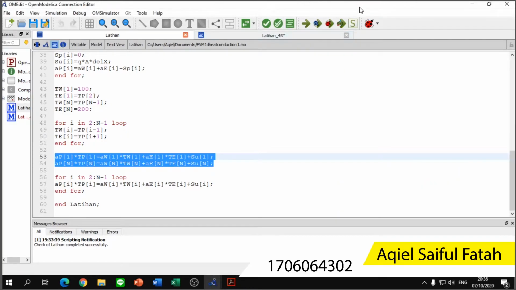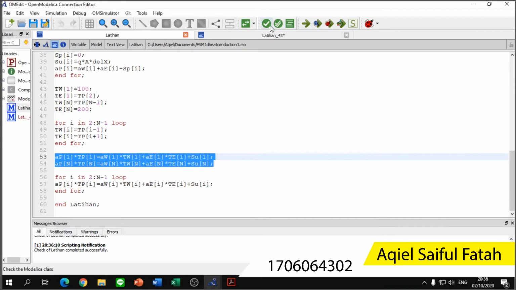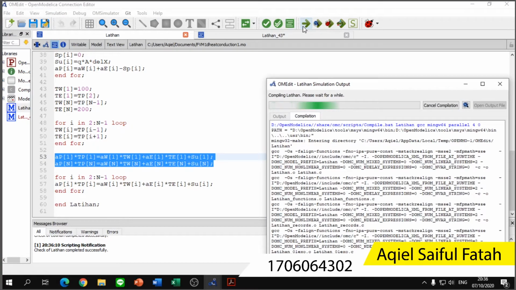After you put all that in, we'll just check the code with the green check mark and the green circle. And then a pop-up should pop up. It should include 3 lines where it has been completed successfully. The amount of equations and variables should be identified and how many of those are trivial equations. And after that, right next to that group, there's the green arrow by itself. It says simulate, and then we simulate that. Just click and wait for it to be done.